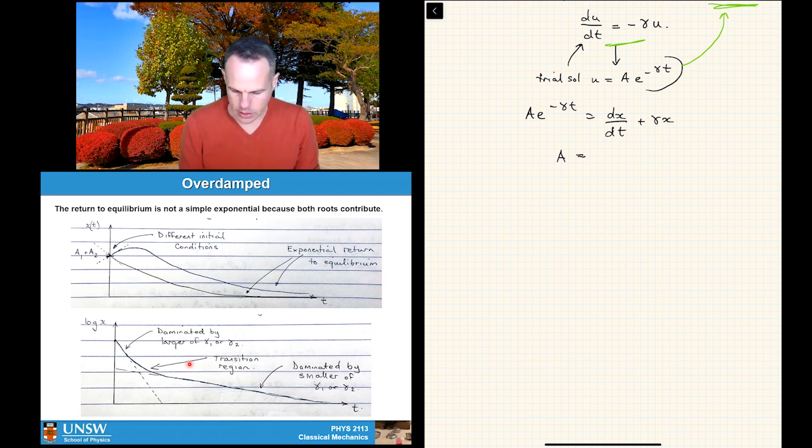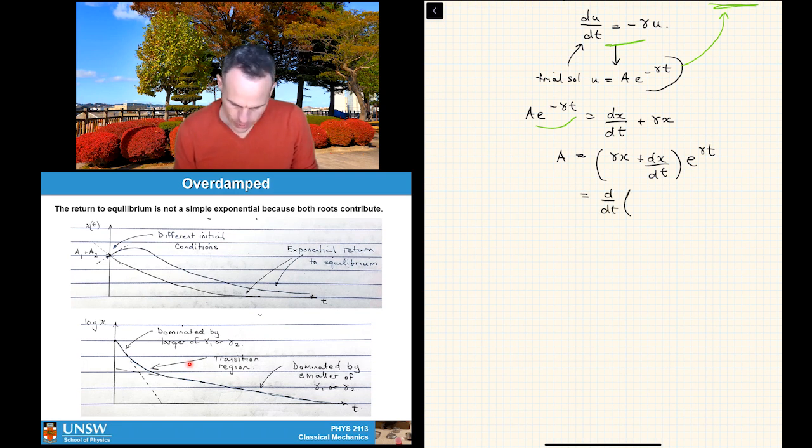So essentially take this e^(-γt) term across to the other side. So this is γx plus dx/dt times e^(γt). Okay, and of course when you take it across the other side you change the sign on the exponential. And we know that this thing is basically d/dt of x e^(γt).